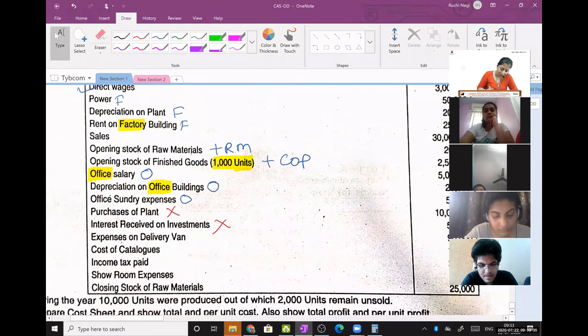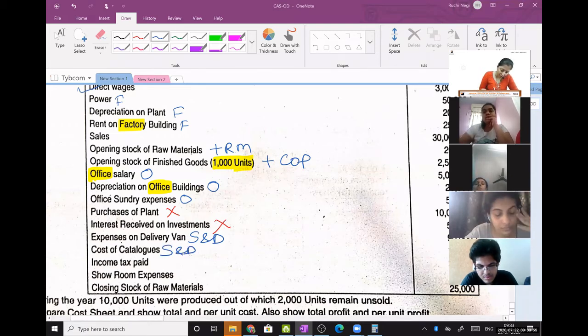Next, expenses on delivery van. Delivery van is used for what? Selling and distribution of finished goods. So selling and distribution of goods. Cost of catalogs. These are what do you call it? Pamphlets. Yeah, selling and distribution. Yes, Smita, it will go to selling and distribution.